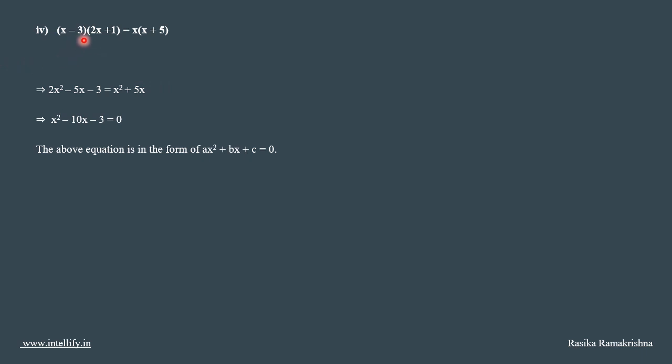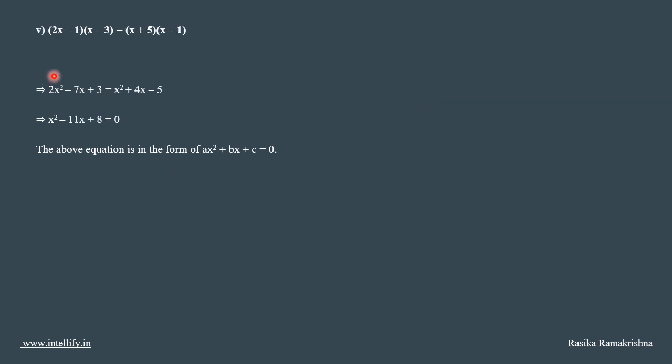We have x minus 3 times 2x plus 1 equal to x times x plus 5, and we have to see if this is a quadratic equation. So, multiplying both the sides, we have 2x square minus 5x minus 3 equal to x square plus 5x. Here obviously both your x square terms will not cancel out because their coefficients are not the same. So you will have x square minus 10x minus 3 equal to 0. Since this is a polynomial of degree 2 or an equation of the form ax square plus bx plus c equal to 0, it is a quadratic equation.